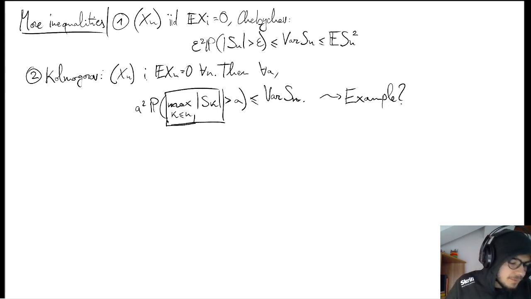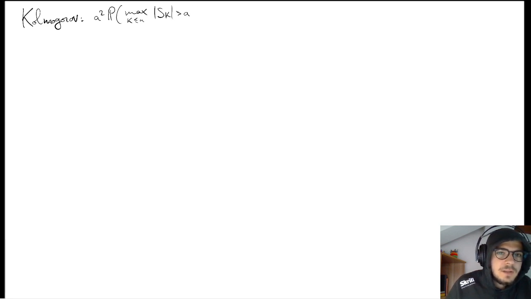Let's go with the proof of Kolmogorov's inequality. Which, let's try to recall, is a squared times the probability that the maximum for k less than n of the absolute value of the sum Sk is larger than a is bounded by the variance, which is in turn bounded by the second moment. Or not? No, in this case, no, it was the first inequality involving this thing here.